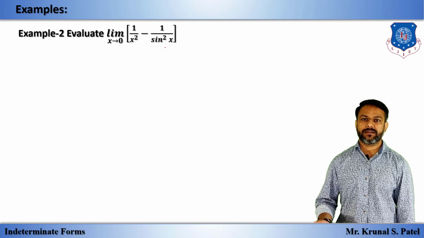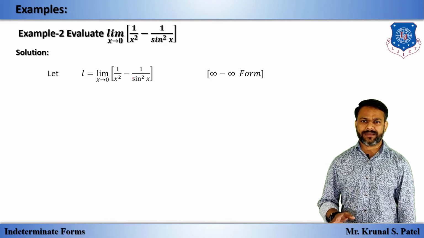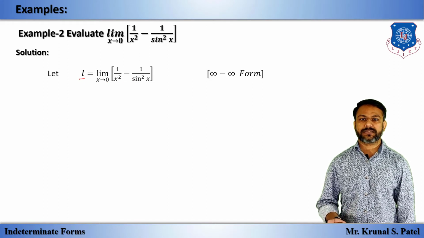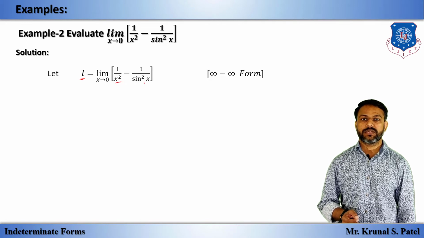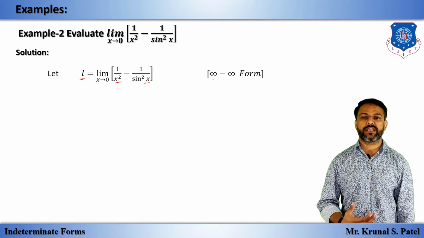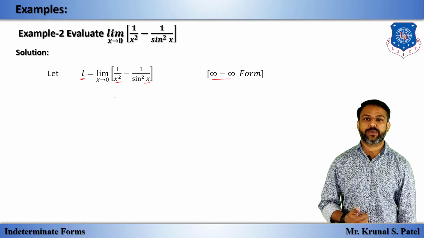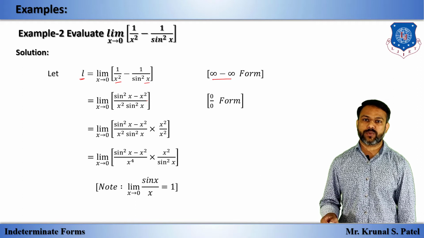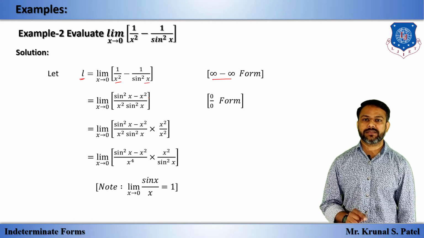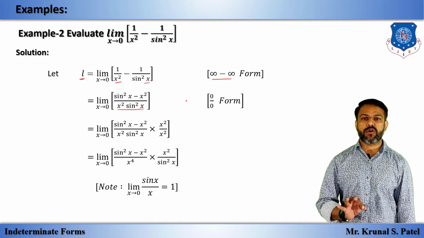Let's have a solution. First let capital L be equal to, we can take capital or small, it doesn't matter, limit x tends to 0, bracket, limit as it is. If you put x is equal to 0, so 1 by 0 is infinity, sine 0 is 0, and 1 by 0 is infinity. So we have the infinity minus infinity form. So first what will we take? LCM. Yes, there you are. Now by taking LCM, sine square goes to this one and x square goes to this one, and in the denominator just multiplication, so we have this form, and this is always 0 by 0 form.